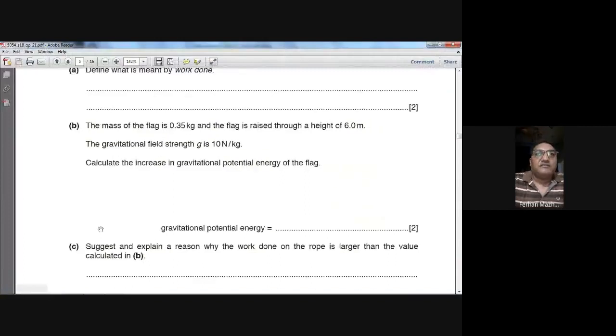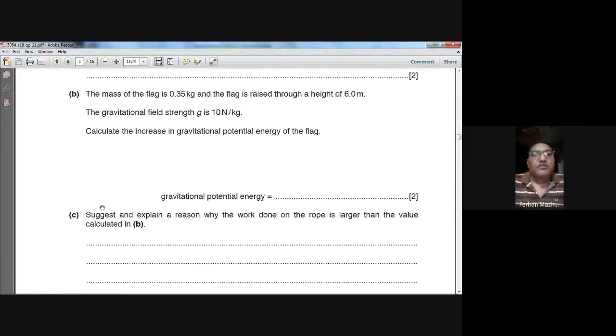Okay, let's move to the next part. On your screen, you can see, sorry, the mass of the flag is 0.35 kg and the flag is raised to a height of 3 meter. The gravitational field strength g is 10 Newton per kg. Calculate the increase in the gravitational potential energy of the flag. You know, the increase in the gravitational potential energy can be found by the formula mgh. Gravitational potential energy is equal to mgh. m is given 0.35 kg, g is given 10 Newton per kg, and the height is given that 6 meter. So simply multiply them.